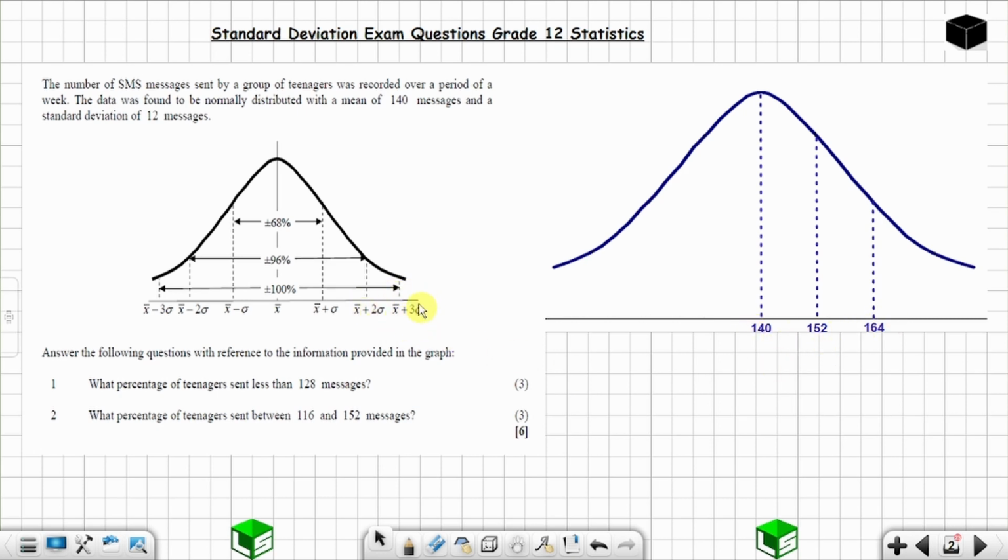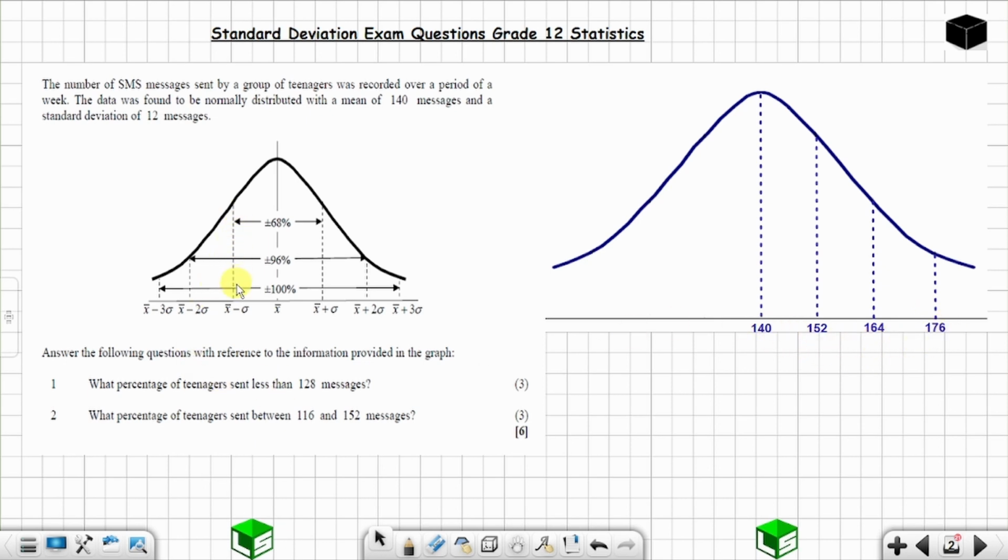You carry on. Now you have 3 standard deviations to the right of the mean. So you are going to have 140 plus 3 times 12, 140 plus 36, or 164 plus 12. You have 176, which is 3 standard deviations to the right of the mean.